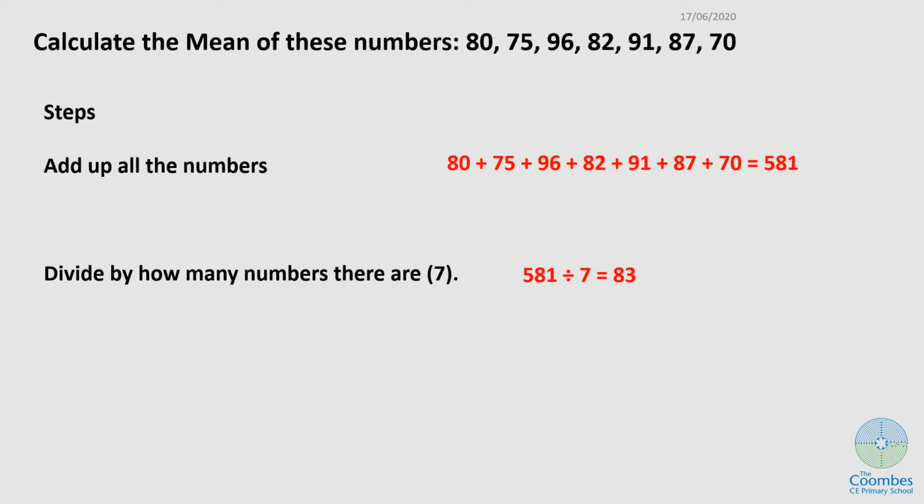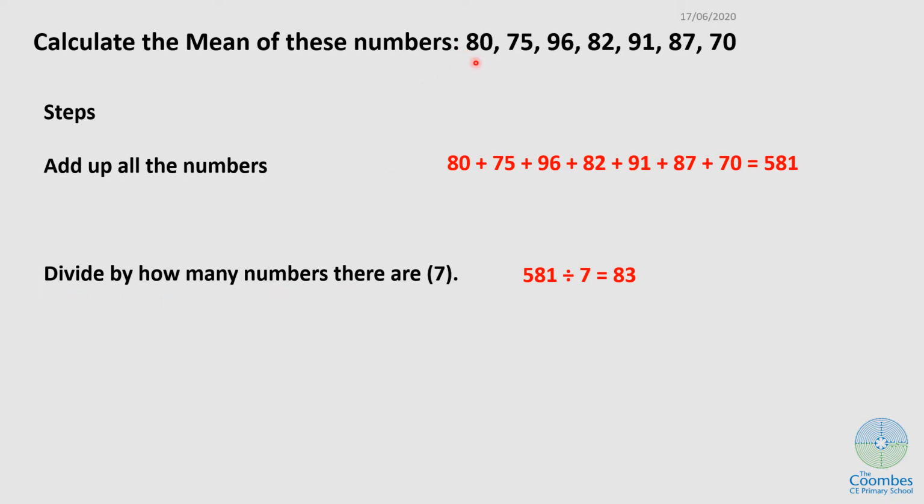Okay, how do you go about calculating the mean of these numbers? We have 80, 75, 96, 82, 91, 87, and 70. Now, the first thing you have to do is to add up all the numbers. So if you add up all these numbers, you should have a total of 581. And the second step is divide by how many numbers there are in the set.